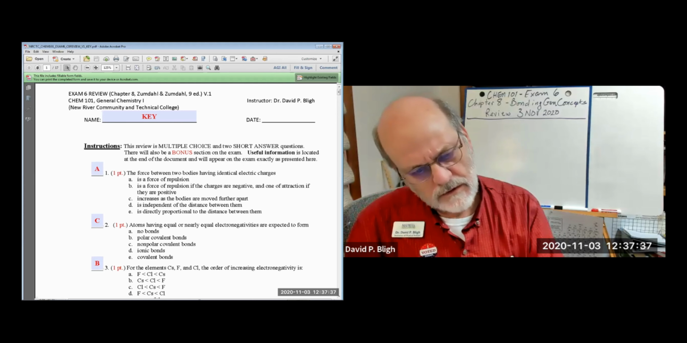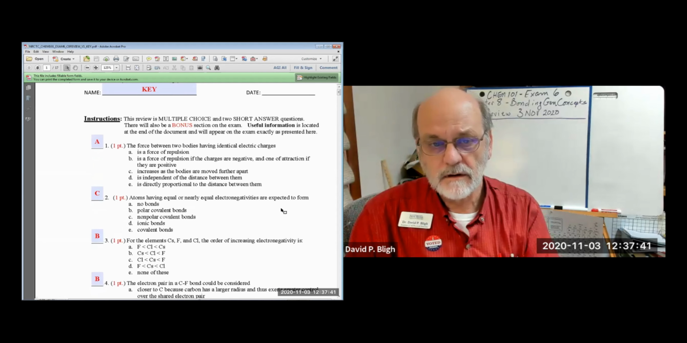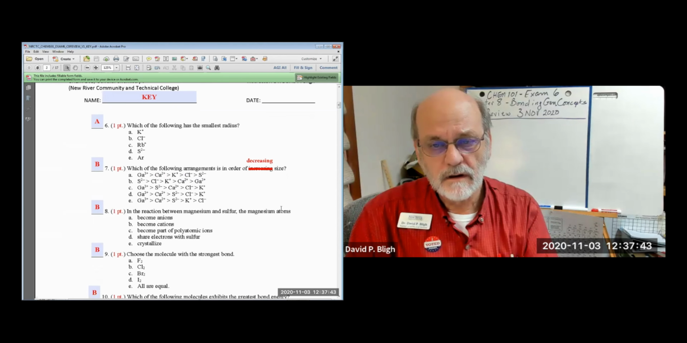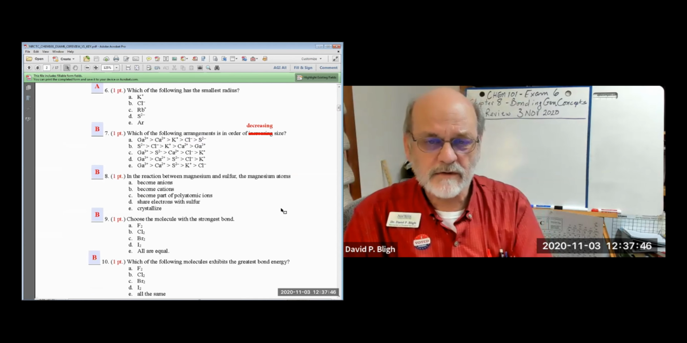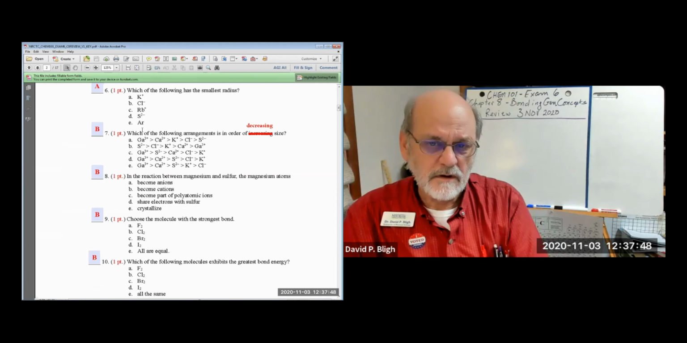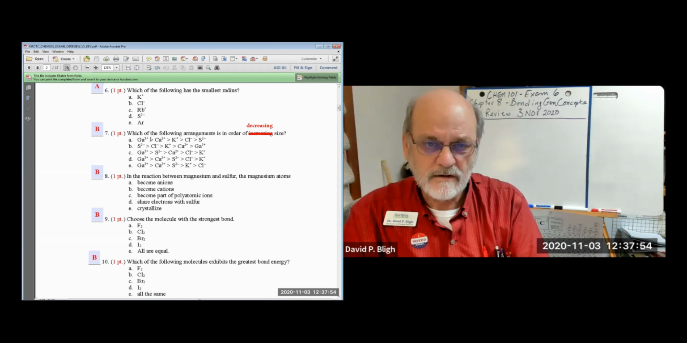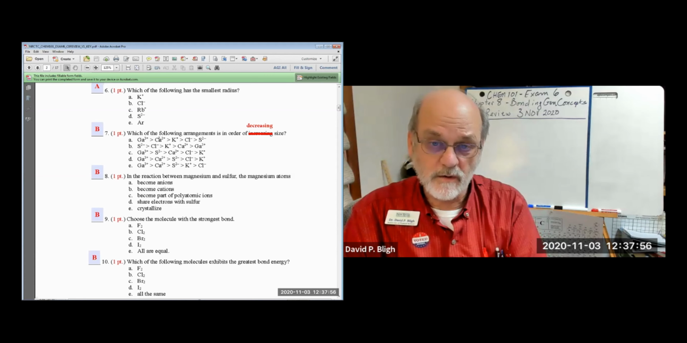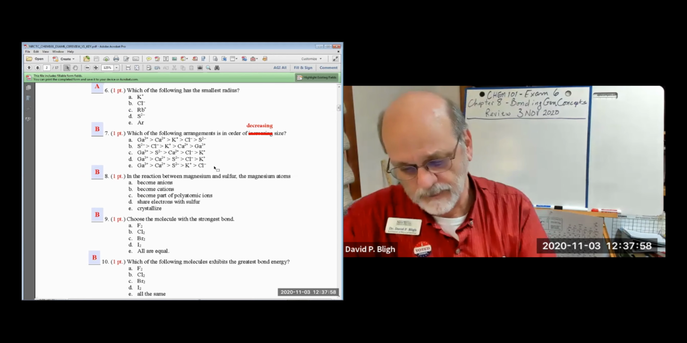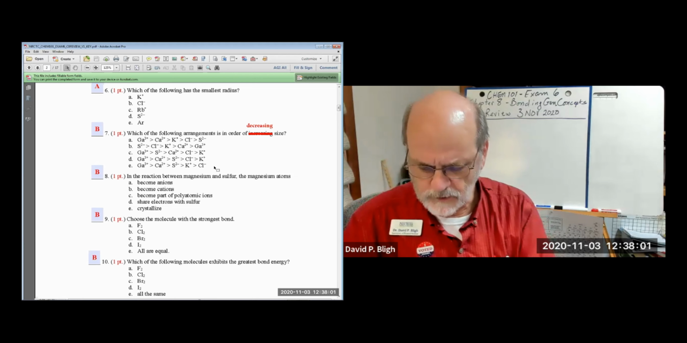When we get to number 7, the wording for 7 should have been, which of the following arrangements is in order of decreasing size? Notice that all of these carets are facing right, so it should be in order of decreasing size. That might have confused some folks.